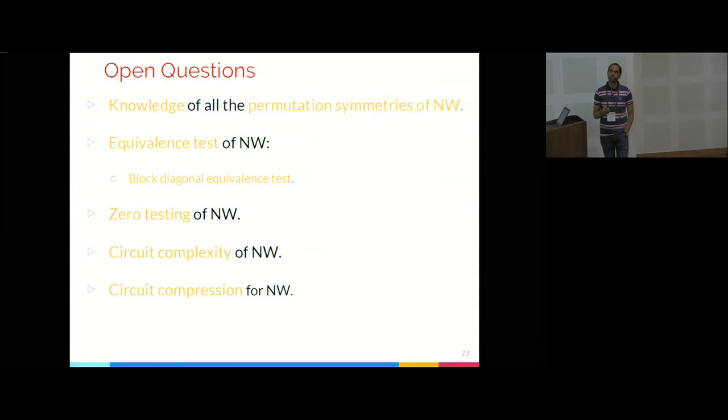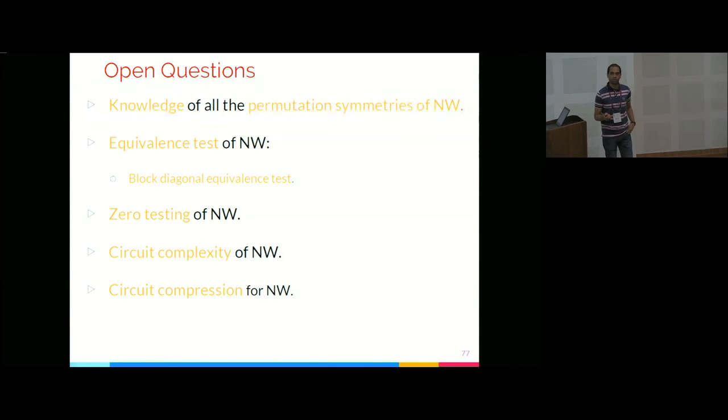So let me come to the open questions. The knowledge of all the symmetries of design polynomials is open, and we also don't know the complete equivalence test for it. In particular, we don't know the block diagonal equivalence test where the underlying matrix is a block diagonal matrix, but these smaller matrices are arbitrary invertible matrices. In the case which we saw, these smaller matrices were products of diagonal and permutation matrices. Then we don't know the zero testing, circuit complexity, and circuit compression of design polynomials.